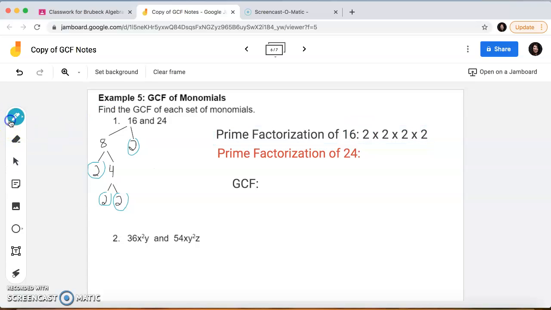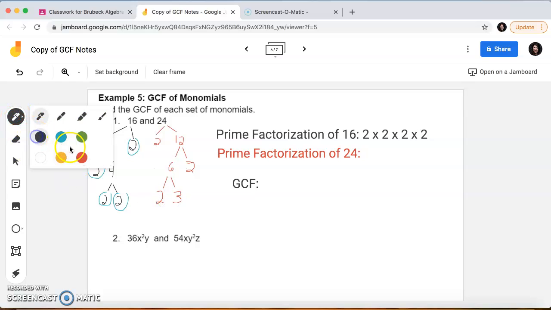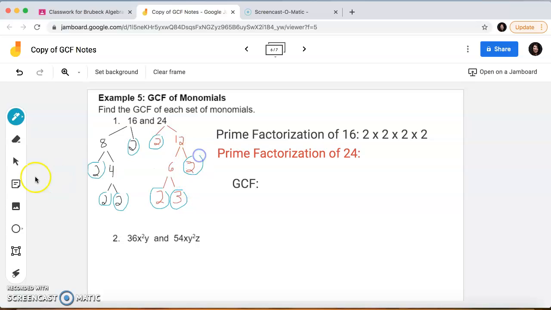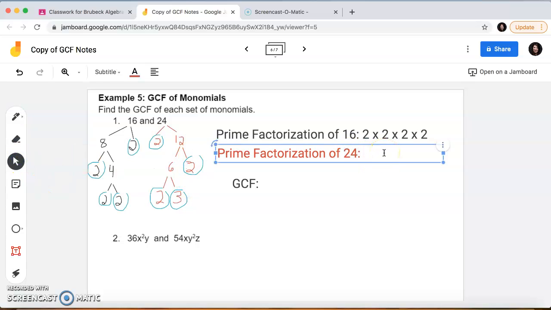And then for 24, I'm going to use 12 and 2. There's different options you could use. And then 12 can be broken down. I'm going to break it down to 6 and 2. And then 6 can be broken down to 2 and 3. And so the prime factorization of 24 is going to be 2 times 2 times 3 times 2.